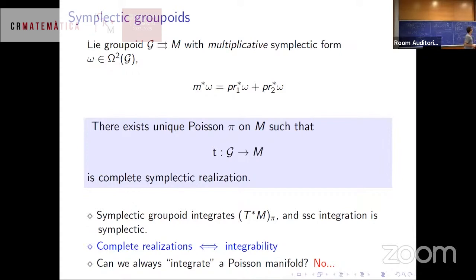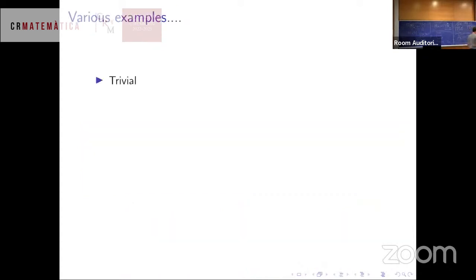Okay, so if I have 2 minutes just to wrap this up. This was pretty much all I wanted to say. So there are various examples of Poisson manifolds that are integrable, and you can find their symplectic groupoids.